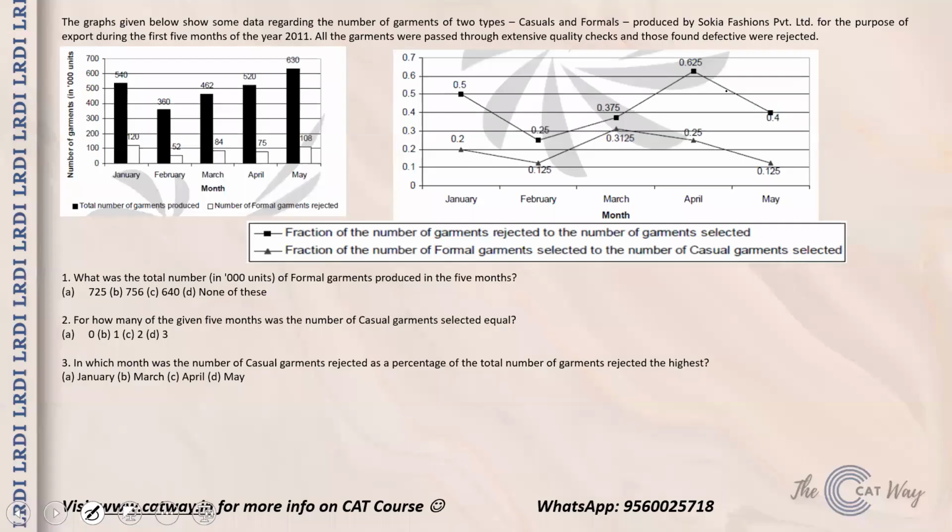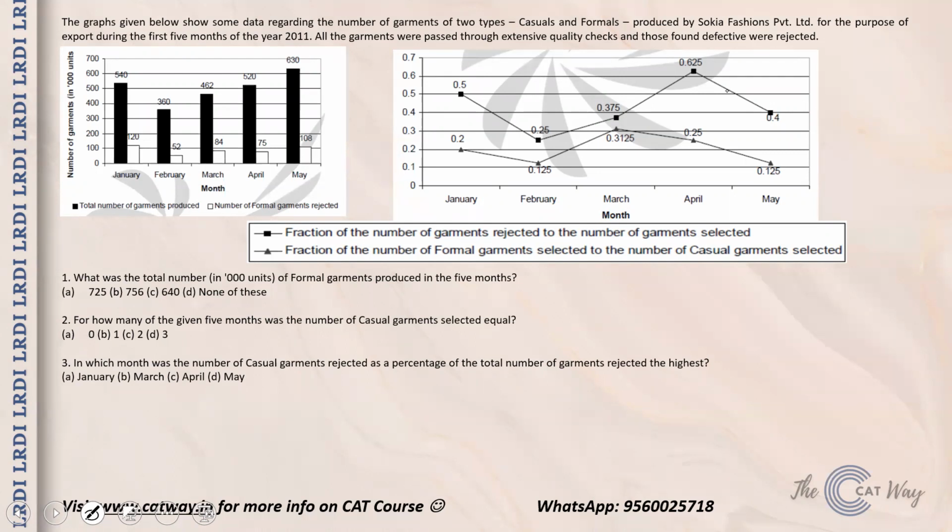So what has been given is that the graph below shows some data regarding the number of garments of two types, casuals and formals, produced by Sokia Fashion Limited for the purpose of export during the first 5 months of the year 2011. Now all the garments were passed through extensive quality checks and those found defective were rejected.